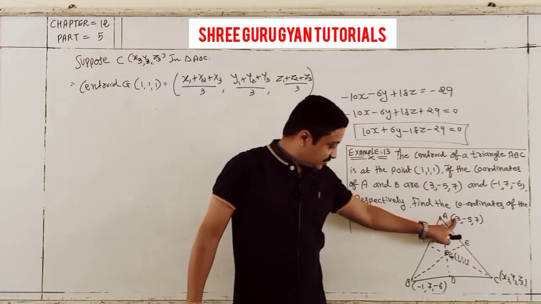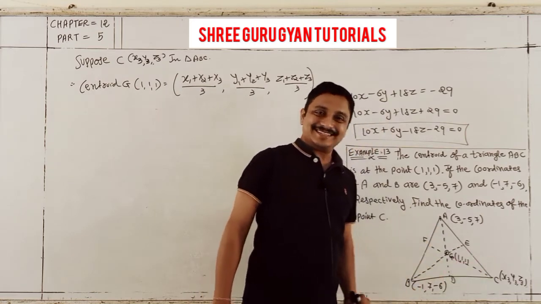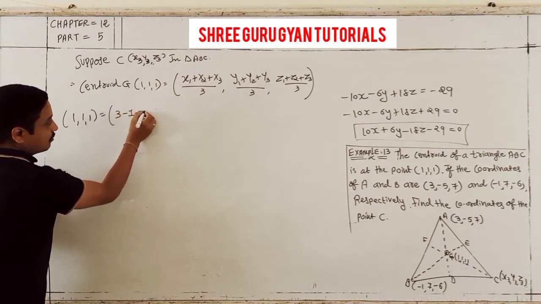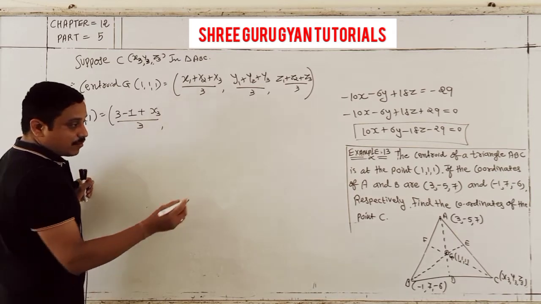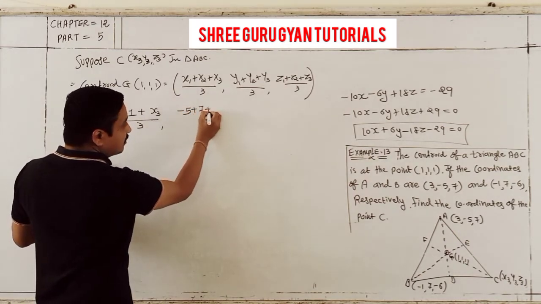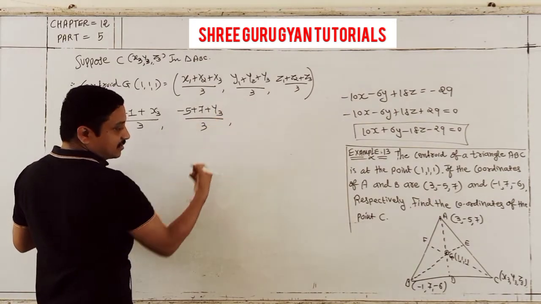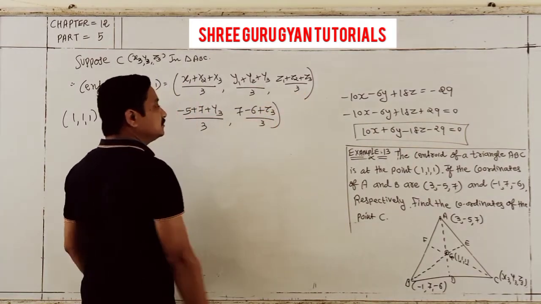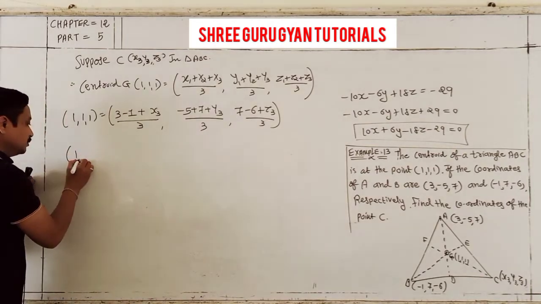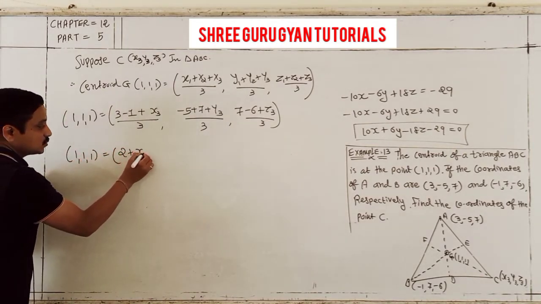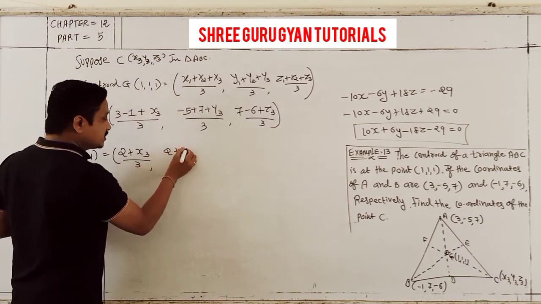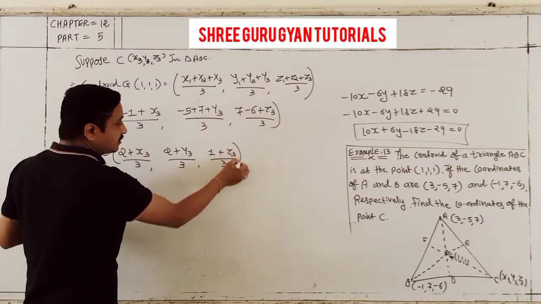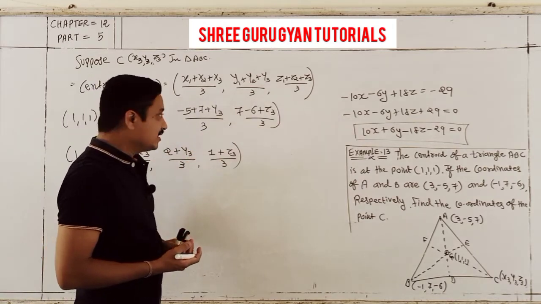Let x1, it is x2, that is x3. So students, you just apply the values 1, 1, 1. x1 I have 3 minus 1 plus x3 by 3. Same, y1 is minus 5, 7 and y3 by 3. And this last one, 7 minus 6 plus z3 by 3. And now students, you just compare the values. Here 2 plus x3 by 3. Here also 2 plus y3 by 3. And last one here 1 plus z3 by 3. Here 7 minus 6, it will become 1 plus z3 by 3.